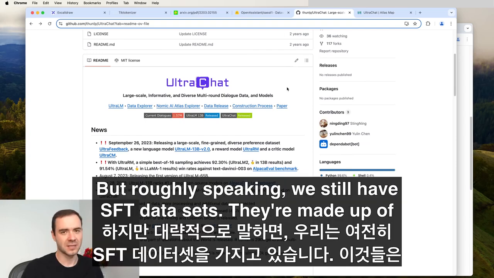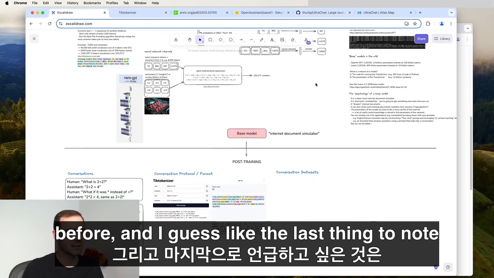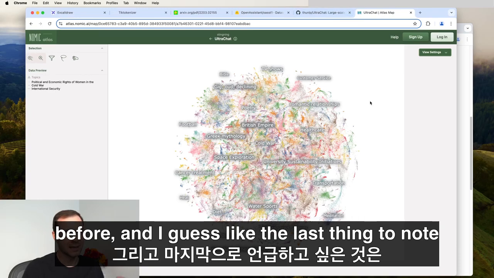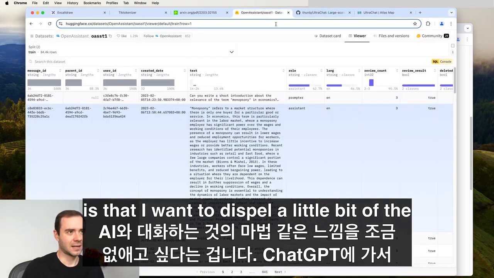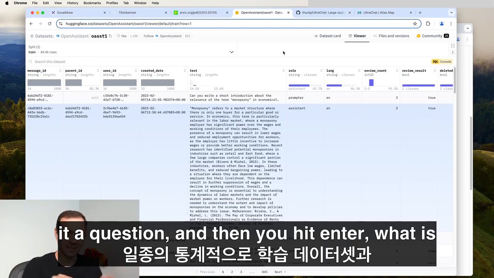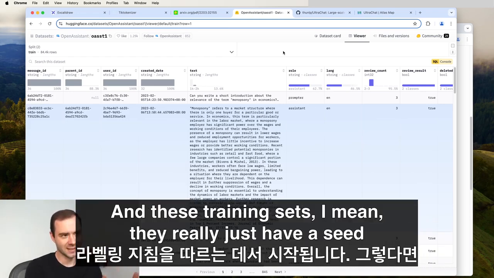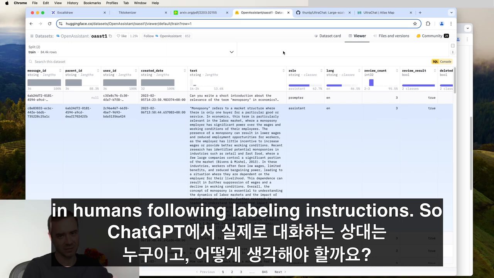But roughly speaking, we still have SFT datasets. They're made up of conversations. We're training on them just like we did before. And the last thing to note is that I want to dispel a little bit of the magic of talking to an AI. When you go to ChatGPT and you give it a question and then you hit enter, what is coming back is statistically aligned with what's happening in the training set. And these training sets really just have a seed in humans following labeling instructions.